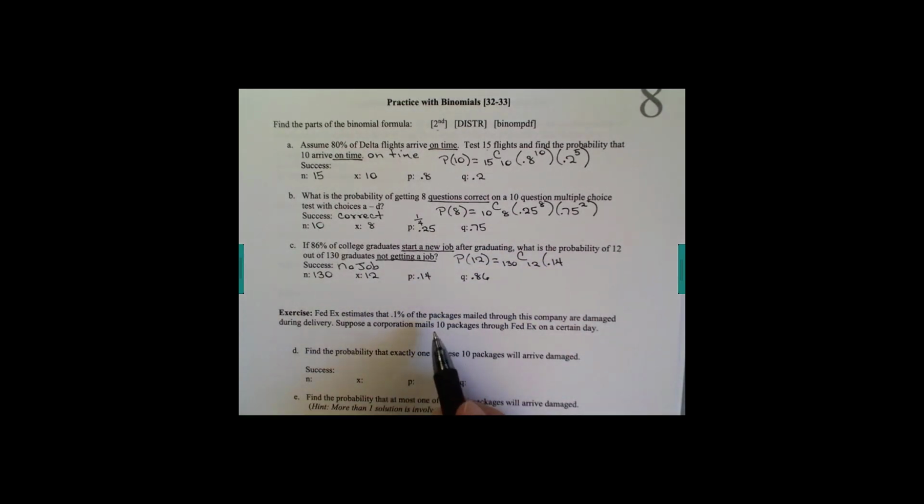And then I'm going to multiply that times p, which is 0.14, raised to the number of successes that I'm interested in. Well, I'm interested in 12 successes. And then I'm going to multiply that times q, which is 0.86, raised to the n minus x, which is going to be 130 minus 12, which gives me 118. Big exponents. Don't want to do these without a calculator. That's the setup for these problems.